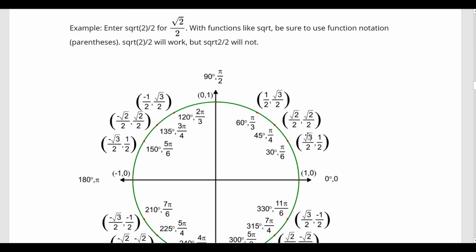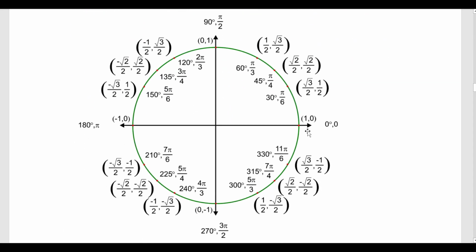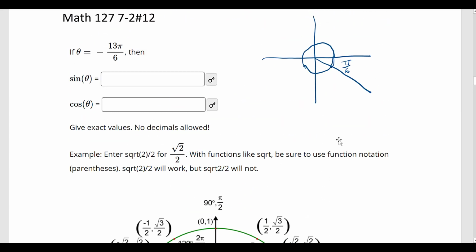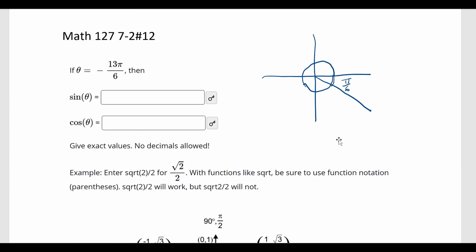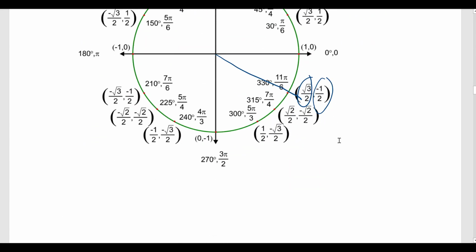So if we come down here to the table from the book, this diagram from the book, coming down to negative, down to here. So the cosine is going to be this positive square root of 3 over 2. The sine is negative 1/2. Again, because the sine is related to the y value. So negative 1/2 and square root of 3 over 2. Okay, let's go on to the next one.